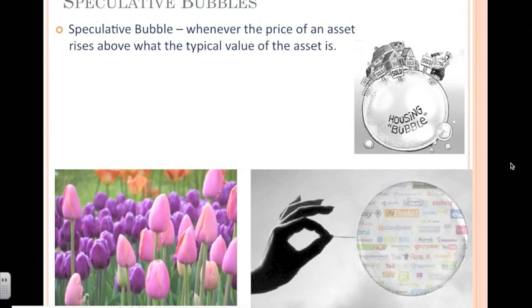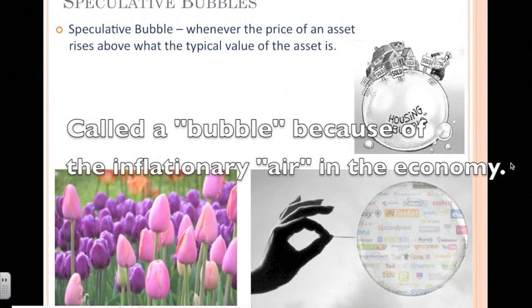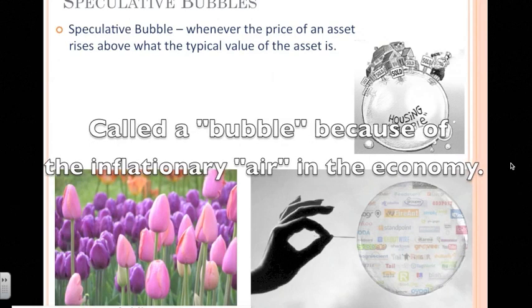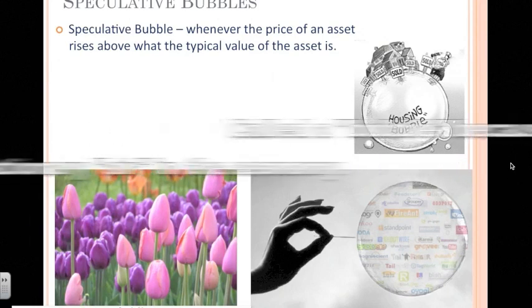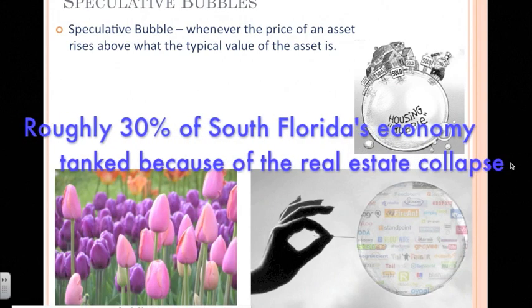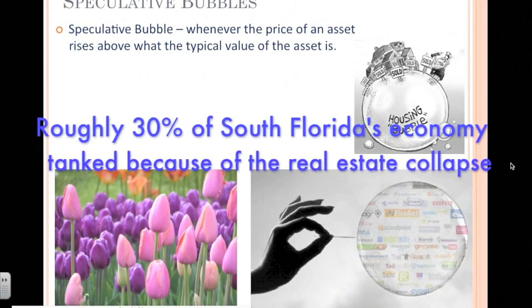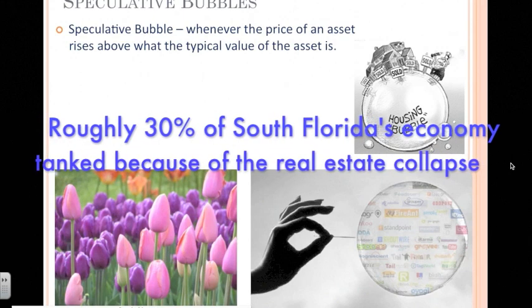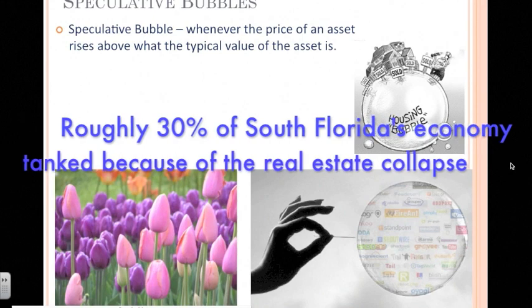A speculative bubble is whenever the price of any given asset rises above what the typical value of that asset is. It's typical for home prices to increase over the years, but it is not typical for them to increase by nearly 100%. In South Florida, where I was living prior to moving to the Brunswick area, home prices were increasing in some areas by 200 or 300%. So you can imagine the mania felt by a lot of people that own homes as the value of their homes increased 100, 200, or 300%.